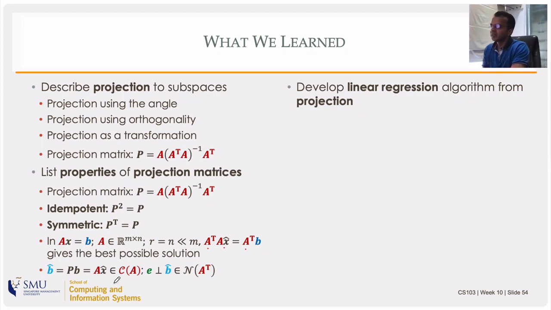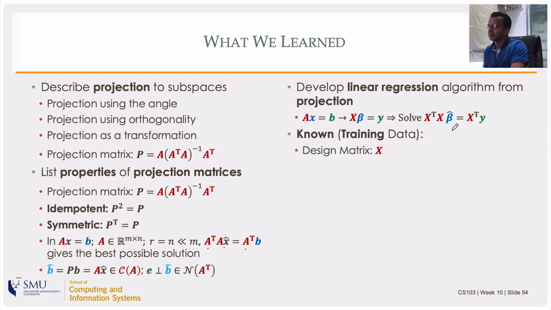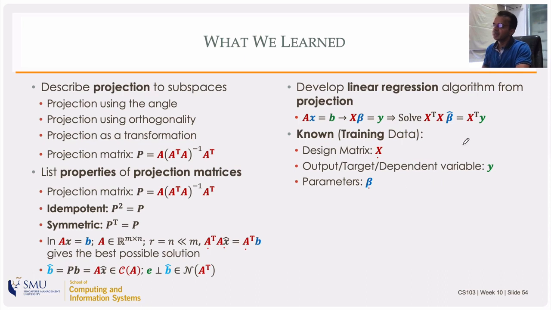Then we went on to develop the linear regression algorithm using the projection idea, by renaming A, x and b: the design matrix, the parameters beta, and the dependent variable. And then we used the same idea of multiplying by A transpose, X transpose in this case, to get to the best possible estimation of the linear regression parameters. So from the training data, you get the design matrix. You also get the dependent variable in the training data. Those are the labels. And you obtain the parameter estimate beta from our linear regression equation.